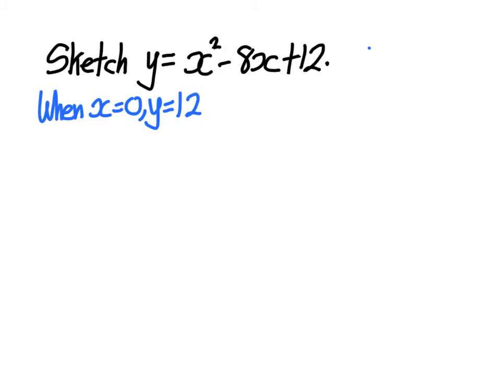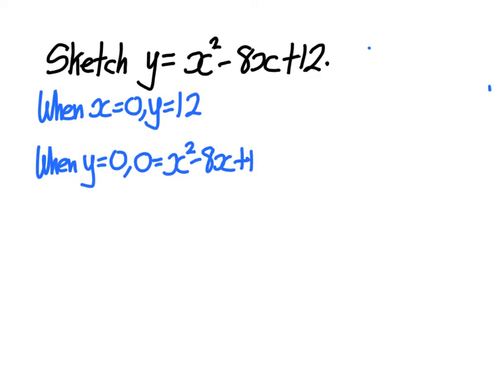To find the x-intercept, you let y be 0. You'll realize that this is not as straightforward as the first one. You'll get 0 equals x squared minus 8x plus 12. To solve this equation, you will just need to factorize it using the multiplication frame. And on doing that, you will get (x minus 6)(x minus 2) equals 0.